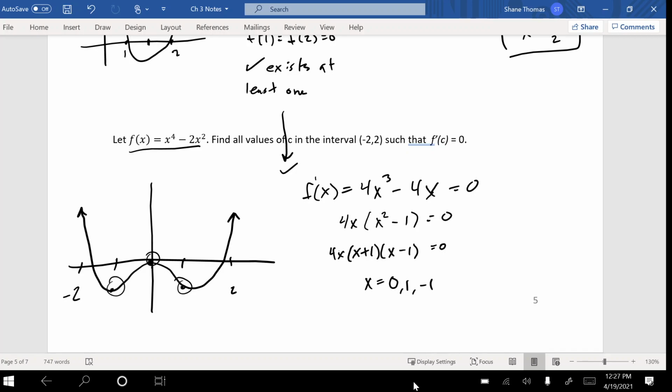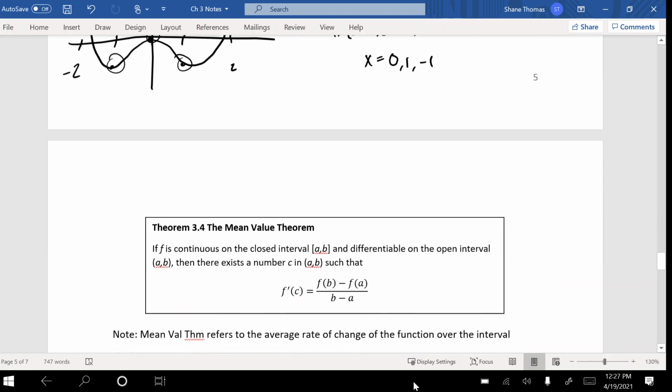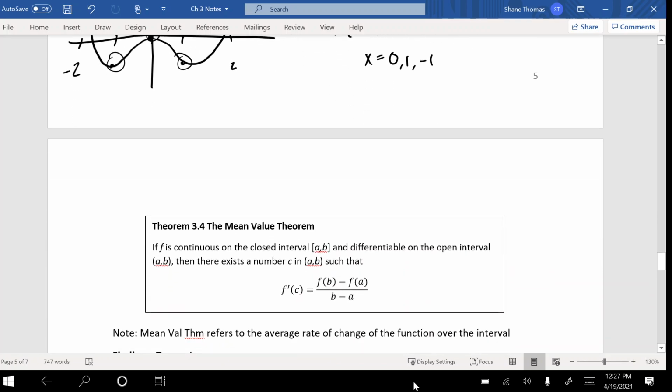All right. Mean value theorem. It's the next part. This is kind of the new stuff. So the mean value theorem, 3-4, says if f is continuous on the closed interval a to b and differentiable on the open interval a to b, then there exists a number c in (a, b) such that f prime of c equals f of b minus f of a over b minus a.